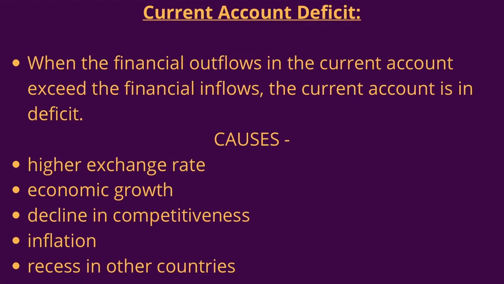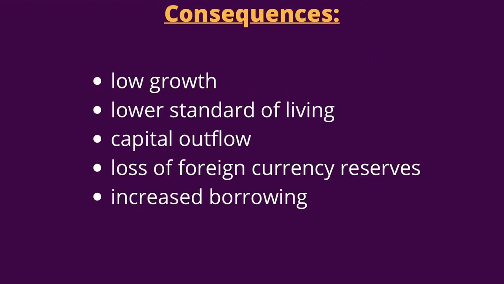Decline in competitiveness. If export industries are in decline and cannot compete with foreign countries, the exports fall, ushering in a deficit. This is a major reason for many countries today experiencing current account deficit. Inflation. This makes exports less competitive and imports more competitive, which means it makes them cheaper. Recession in other countries. If the country's main trading partners experience negative economic growth, then they will buy less of the country's exports, which will worsen the current account.